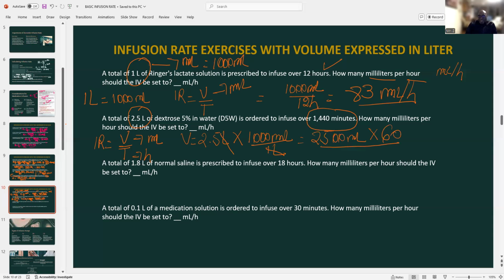This time right there, we gotta multiply the volume by 60 because we gotta convert minutes to hours. So divide that by 1440. You do it by 60 divided by 1440, and you get 104 milliliter per hour.